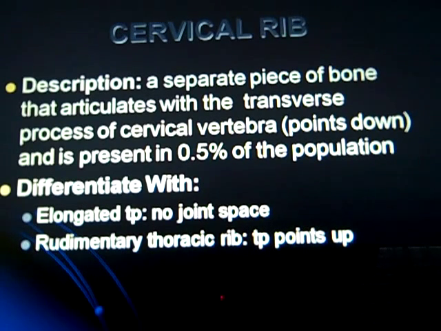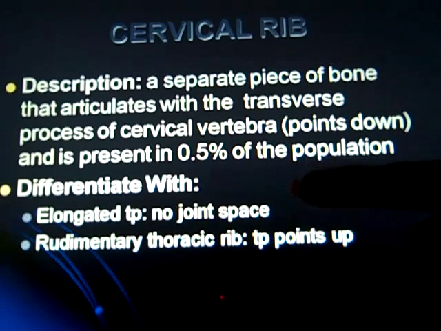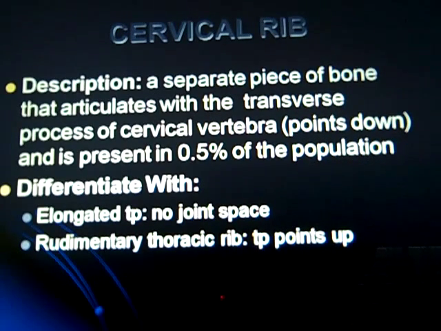A cervical rib is a separate piece of bone that articulates with the transverse process of a cervical vertebra. Remember that the TP of the cervical vertebra always points down, and it is present in about 0.5% of the population, so it's very common. It needs to be differentiated from an elongated TP. The difference between the two is that an elongated TP does not have a joint space, whereas a cervical rib does have a joint space.